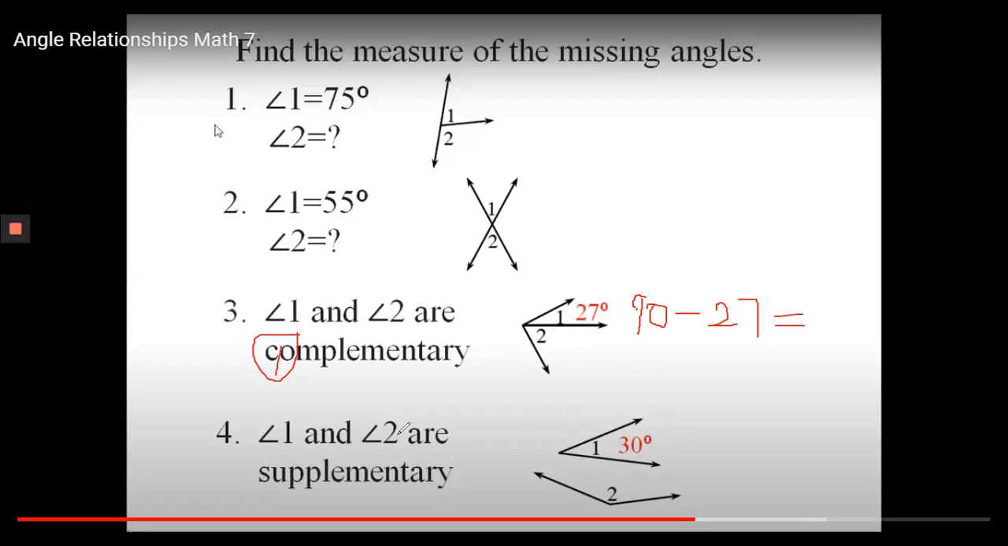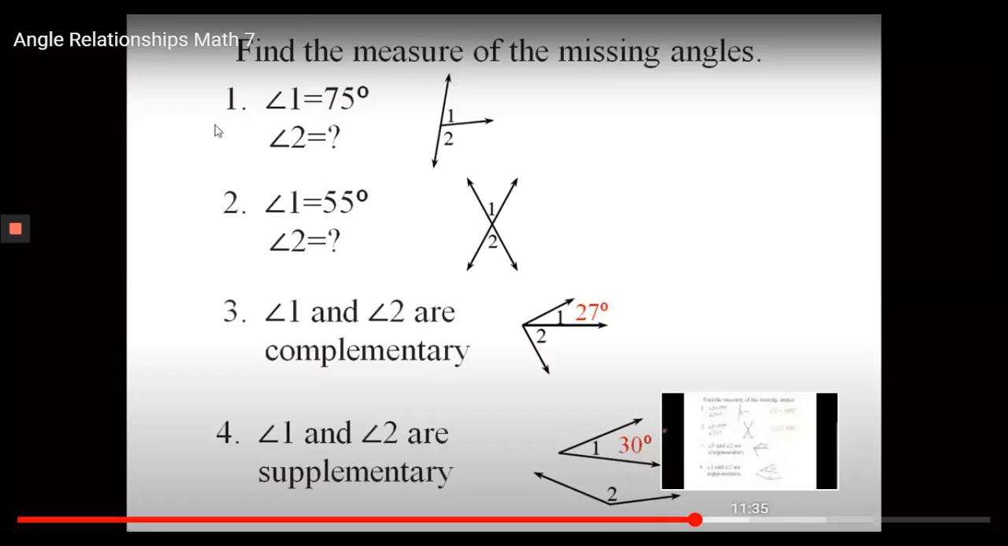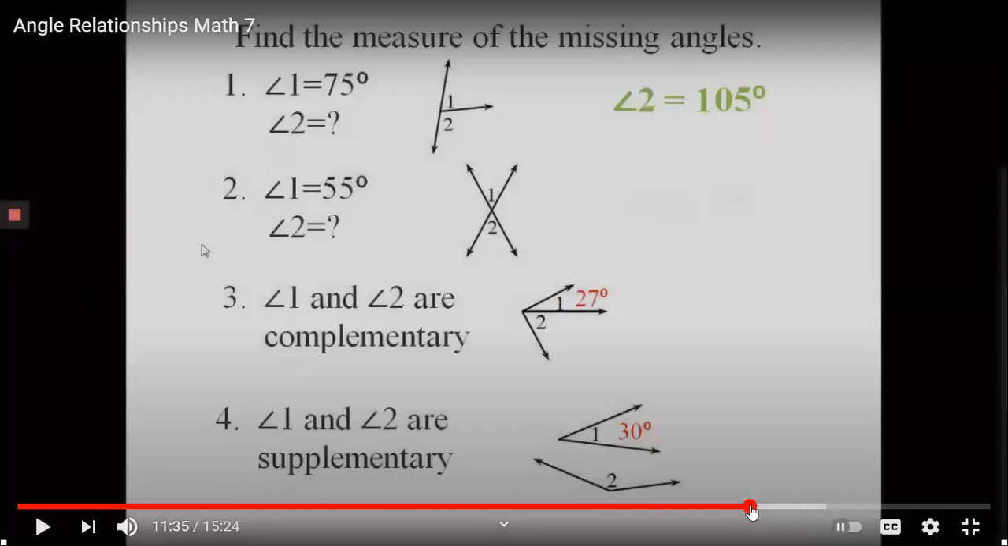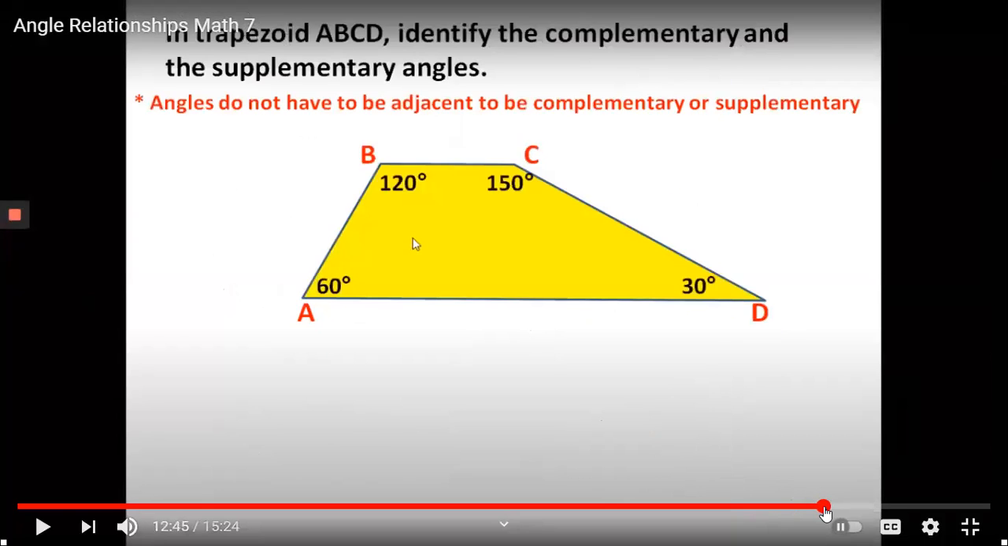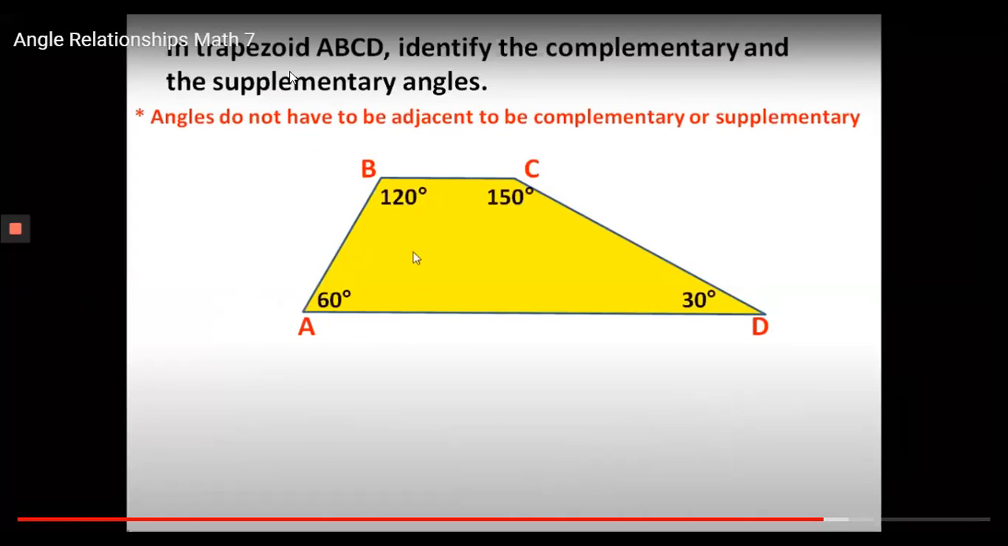For the last question, he said that they are supplementary, and we said supplementary means their sum should be equal to 180 degrees. So if the first angle equals 30, the second angle should be equal to 180 minus 30. Yes, so the answer will be 150 degrees.